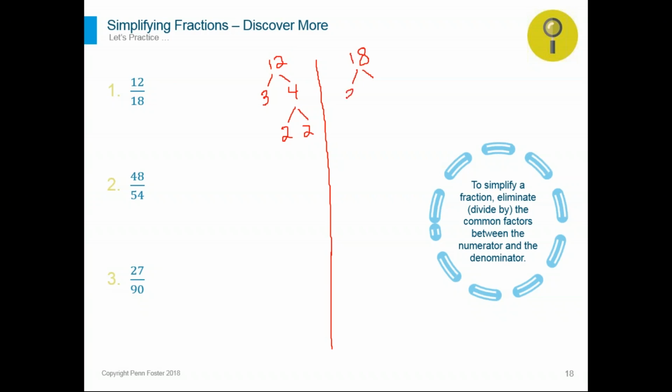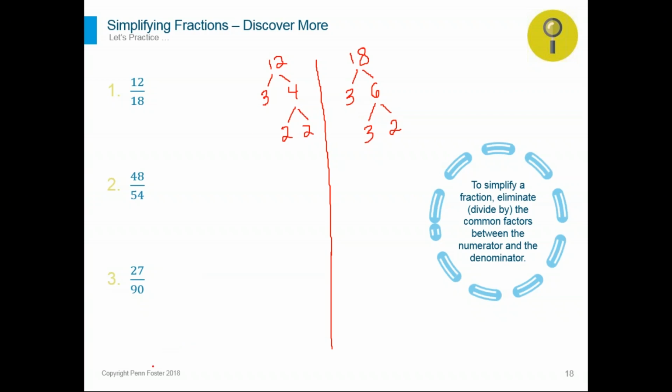18 is 3 times 6. Well, 3, that's it for it. And then 6 is 3 times 2. Now we have the list of factors of 18: 3, 3, and 2. And of 12: 3, 2, and 2. What are the common factors? The factors that you see at the end leaves of that tree that are shared between the 18 and 12.